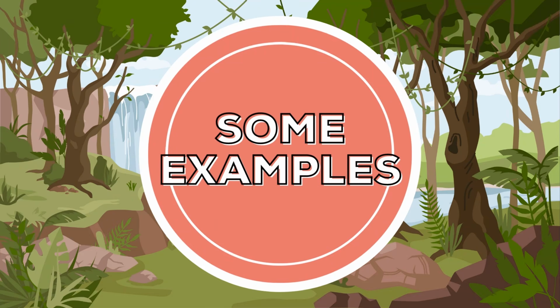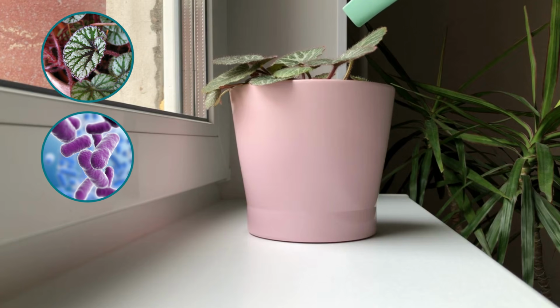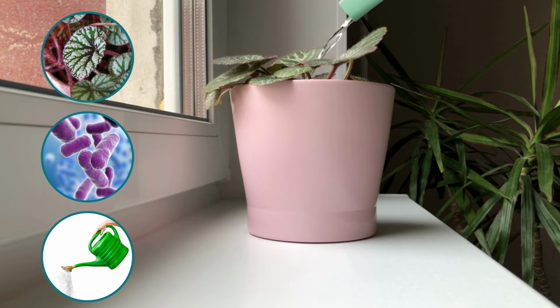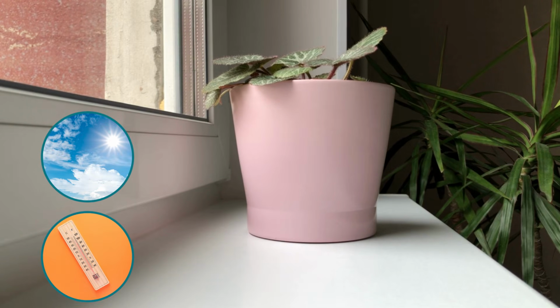Any ecosystem, no matter how large or small, will contain both biotic and abiotic factors. For example, a houseplant growing on a windowsill may be considered a small ecosystem. Biotic factors include the plant, the bacteria or organisms in the soil, and the human taking care of the plant and keeping it alive. Abiotic factors include light, the temperature, the soil, and the pot.